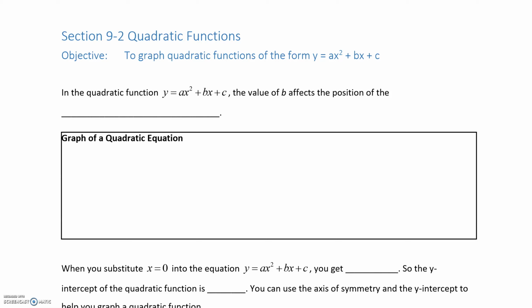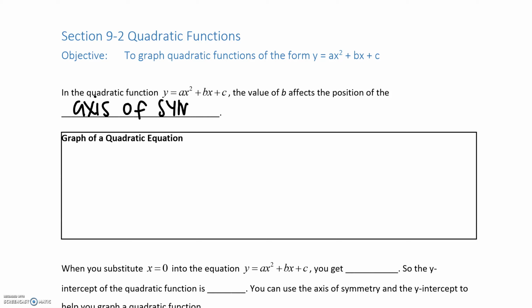Okay, so last class we learned about quadratic functions in general. We learned about what a vertex is. And so today we're actually going to learn how to find the vertex of each function, because sometimes the vertex isn't going to be on the origin or on that y-axis. So in the quadratic function y equals ax squared plus bx plus c, the value of b actually affects the position of the axis of symmetry.